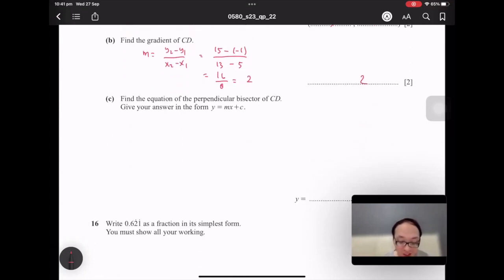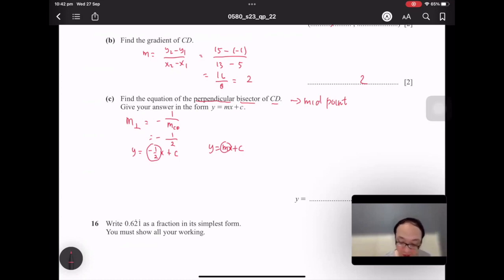Find the equation of the perpendicular bisector. That means it's perpendicular to CD and passes through the midpoint. So the gradient that is perpendicular equals -1 over m of CD. So -1 over 2. And the equation is y equals -half x plus c. Yeah, the equation of the line should be y equals mx plus c. The m is the gradient, so it's -1 over 2.